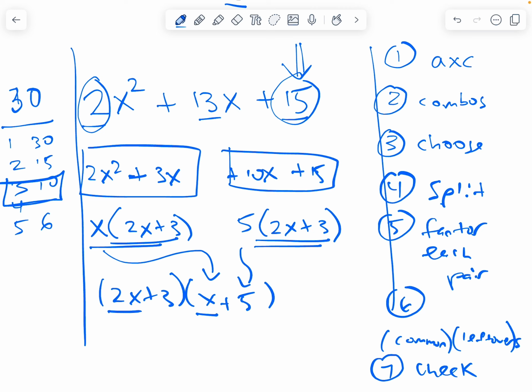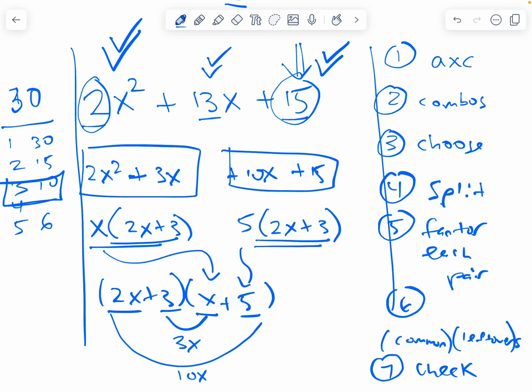2x times x is 2x squared. So we got that guy. Let's do our last one. 3 times 5 is 15. So we got that guy. Now the middle term, we got to check this way. 3 times x is 3x. 2x times 5 is 10x. 3x and 10x give you the 13x.